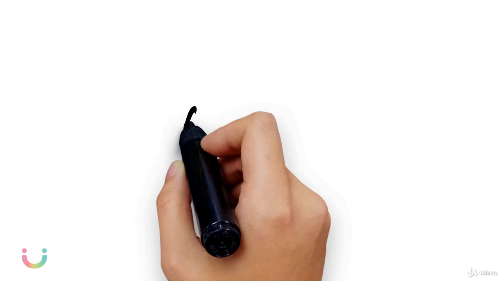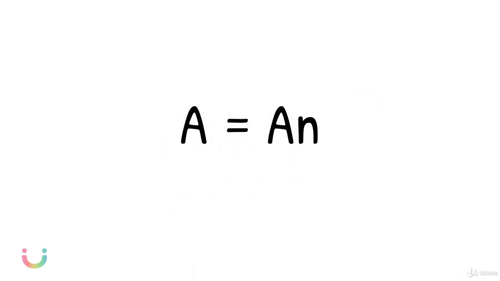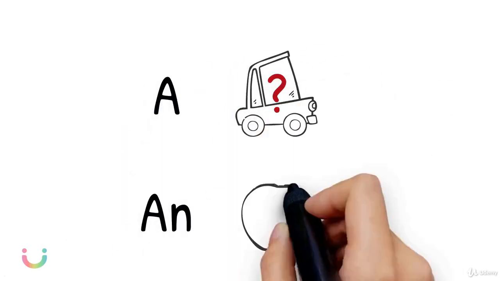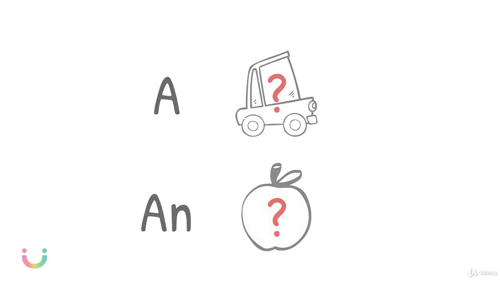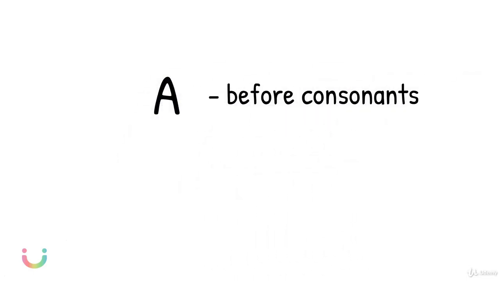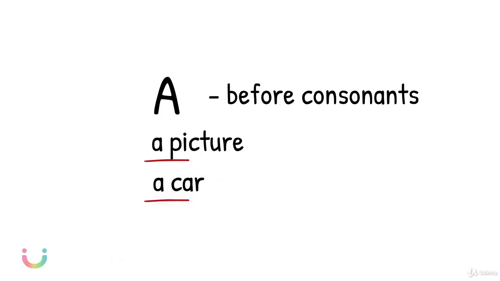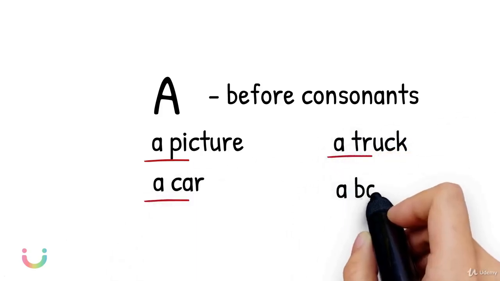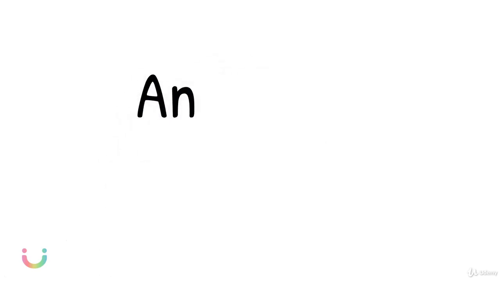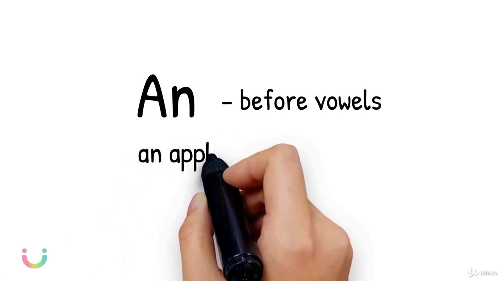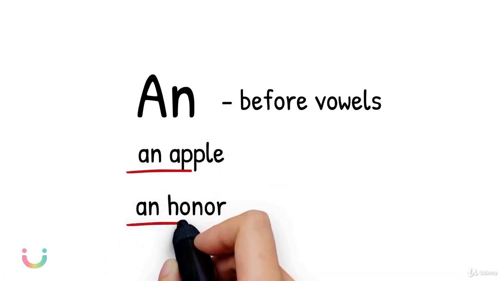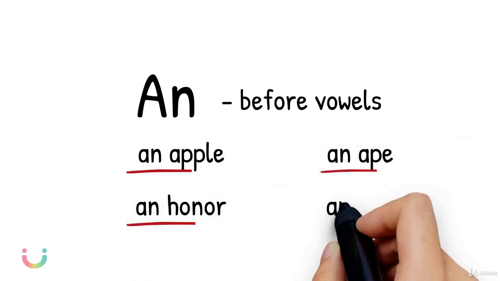The words a and an have the same meaning. We use them both with non-specific things. The difference being that we put a before nouns that begin with a consonant sound: a picture, a car, a truck, a ball. And we put an before nouns that begin with a vowel sound: an apple, an honor, an ape, an hour.